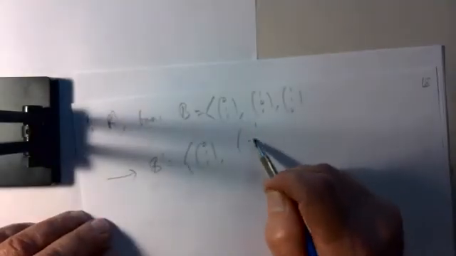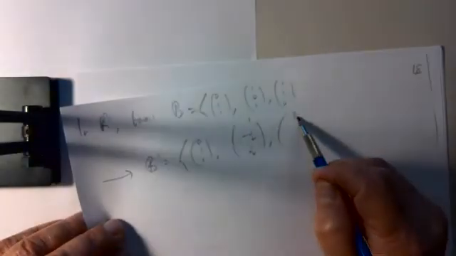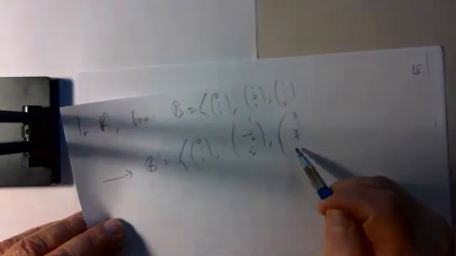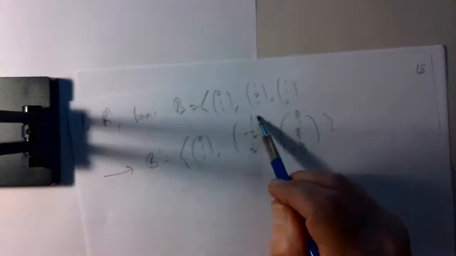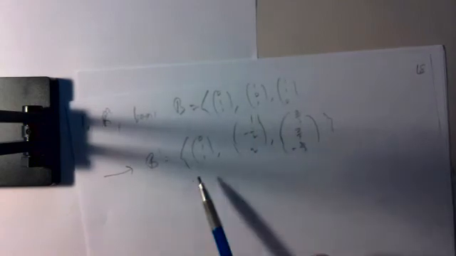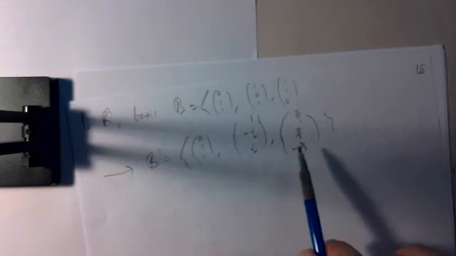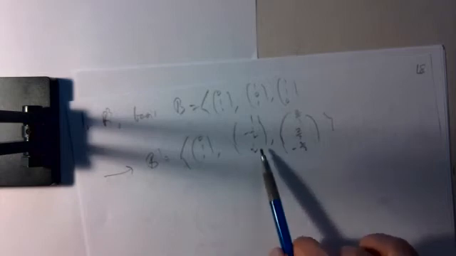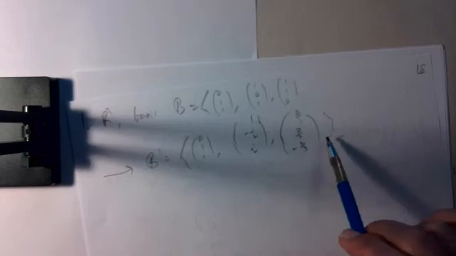The second vector I constructed was 1 minus a half. And the third vector I constructed is 2/3, 2/3, minus 2/3. And we check that the inner product of these two is 0. You can compute the inner product of these two is 0. And the inner product of these two is 2/3 minus a third, which is 0.